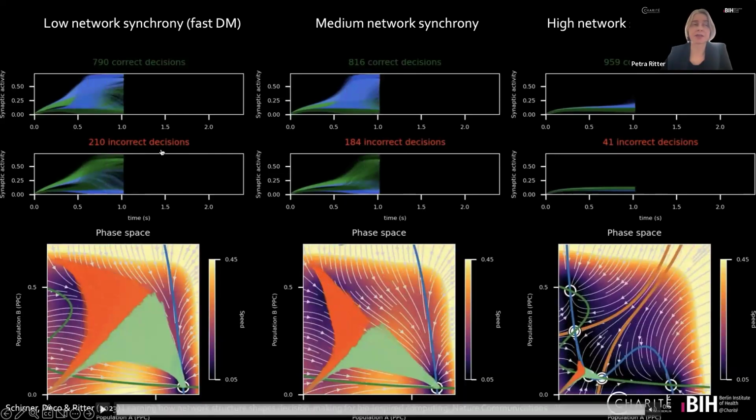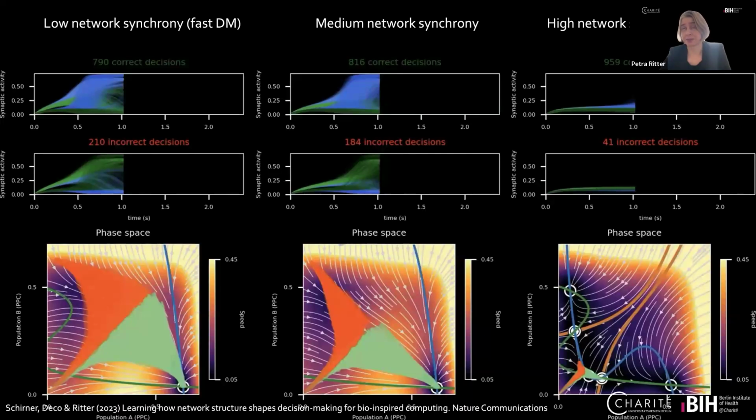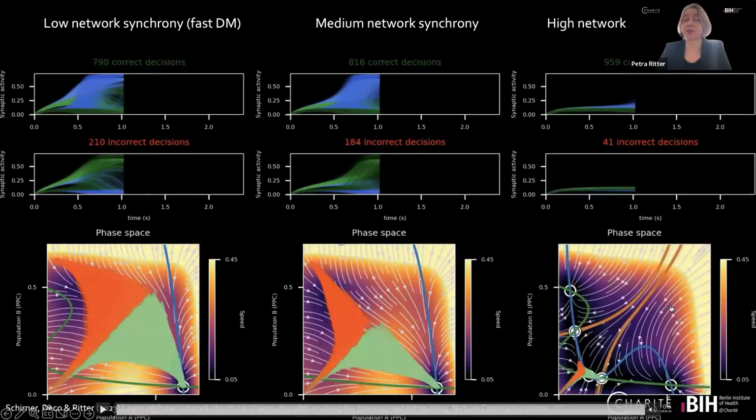And we see that after 1 second, all the decisions have been made in the low synchronized network. They either reached attractor B or attractor A. Also in the medium synchronized network, now after 1 second, most of the decisions have been made in our simulations. And for the high synchronized network, we see that there's still the fixed point, but a little bit moved. And now the trajectories start moving to either A or B decisions.